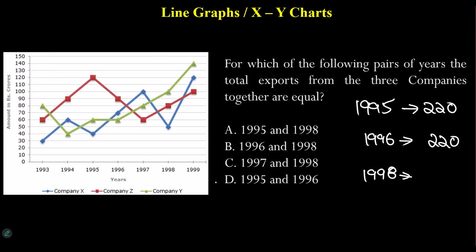So obviously D is correct. If it is 1998, 100 plus 80, 180, 180 plus 50, 230. It's not this one, wrong. Okay, this combination is wrong. It's 95, 96, in 1995, 1996, all three together. Like this, they may ask you average, they may ask which combination is giving, they may ask you percentage increase, percentage decrease.